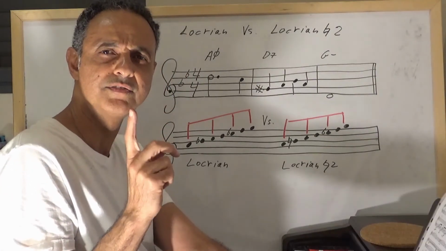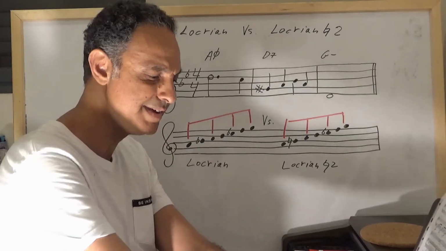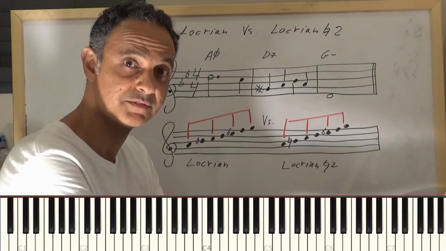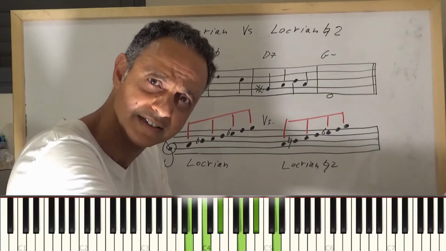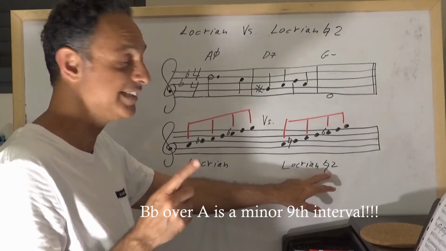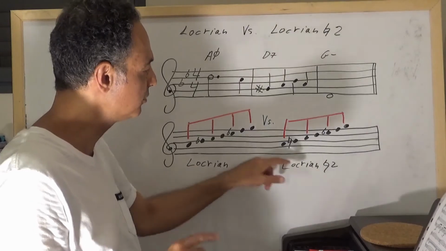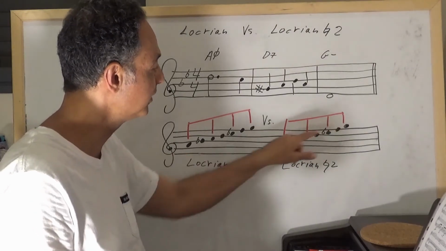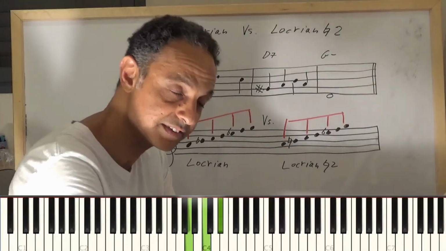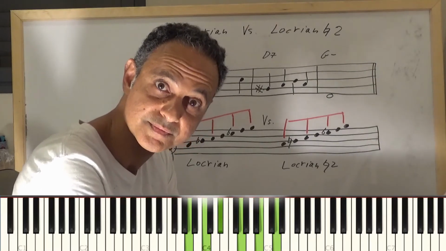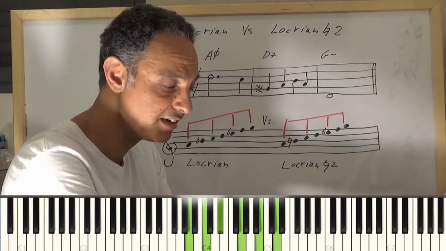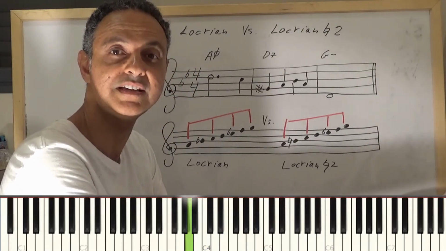If we listen carefully, we have a B flat over A. Listen how it sounds. It doesn't sound so good, right? Versus if I'm using the Locrian natural 2, I'm taking the ninth of the Locrian natural 2, it will be 1, 2, 3, 4, 5, 6, 7, 8, 9, B natural, and this will sound like this. No clash. Here we do not have the minor ninth interval.